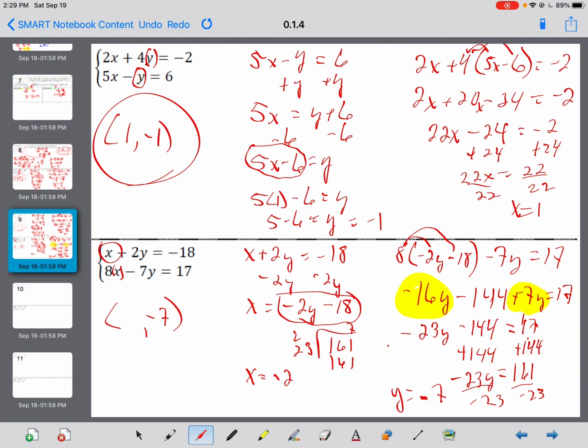X equals negative 2 times negative 7 minus 18. X equals negative is positive. 2 times 7 is 14 minus 18. 14 minus 18, negative 4. Wow. Boom.